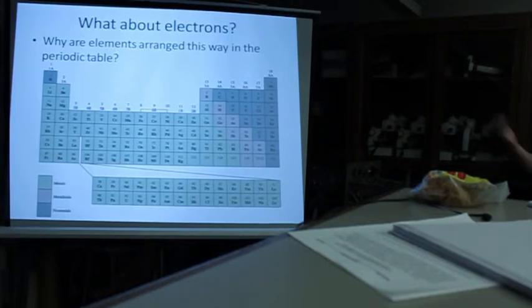So does anyone have any idea why we organize the periodic table this way? Why isn't it just one big long line, or why isn't it a nice square? Why isn't it a rectangle that would fit? They're in a family. And what does family mean? What does that correspond to?